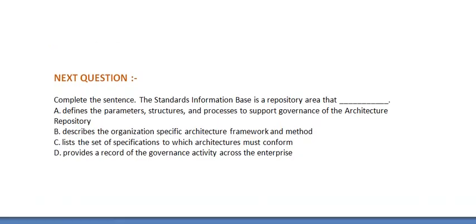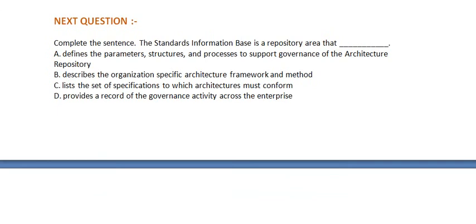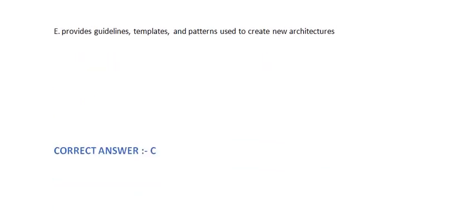Next question is, complete the sentence. The standards information base is a repository area that, option A, defines the parameters, structures and processes to support governance of the architecture repository. Option B, describes the organization-specific architecture framework and method. Option C, lists the set of specifications to which architectures must conform. Option D, provides a record of the governance activity across the enterprise. And option E, provides guidelines, templates and patterns used to create new architectures. The correct answer is option C.